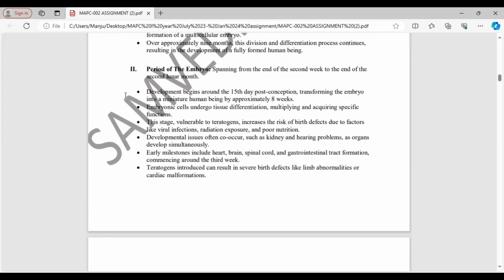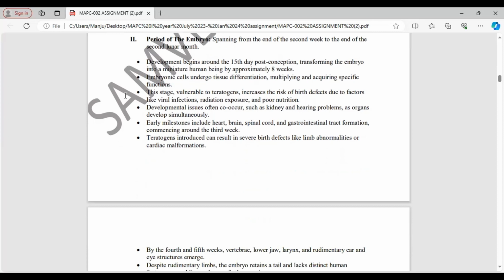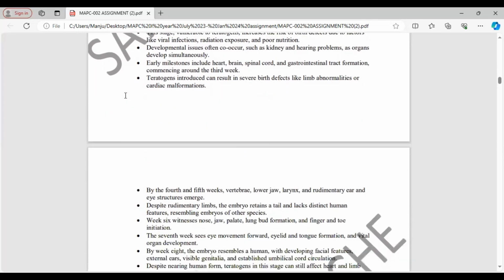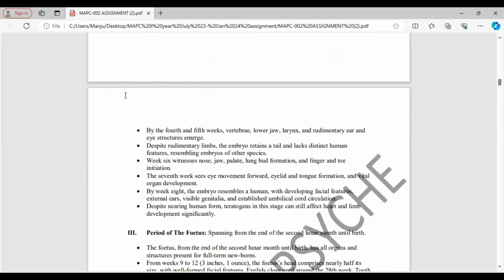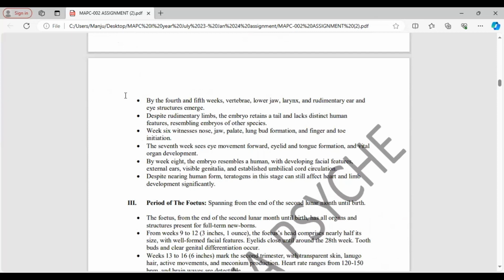Then the period of the embryo: it spans from the end of the second week till the end of the second lunar month. Here, tissue formation takes place and organogenesis starts, that is, formation of different organs also starts. So here you have to write stage-wise what is happening. Initially, embryonic cells undergo tissue differentiation, acquiring more specific functions. Developmental issues may occur in this stage because the organs are developing simultaneously. Early milestones include heart, brain, spinal cord and gastrointestinal tract formation, which starts from the third week. Then in the fourth and fifth week, the vertebral column, lower jaw, larynx, and rudimentary ears and eyes appear.